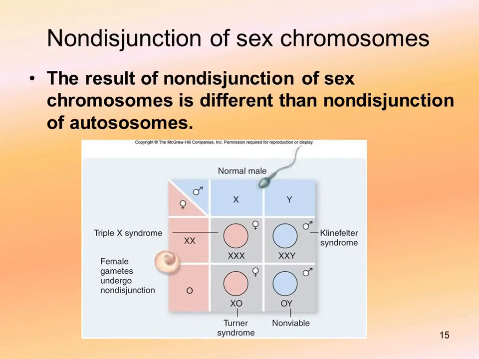Nondisjunction of the sex chromosomes can also occur. The result of nondisjunction of sex chromosomes is both similar and different to nondisjunction of the autosomes. It's similar in that both forms of nondisjunction can affect the physical body, such as height and weight, but nondisjunction of the sex chromosomes, because of the nature of what the chromosomes involve, can also affect the sexual organs and other traits that are related to gender.